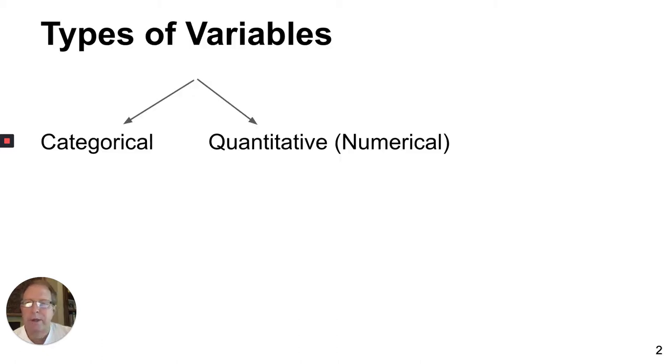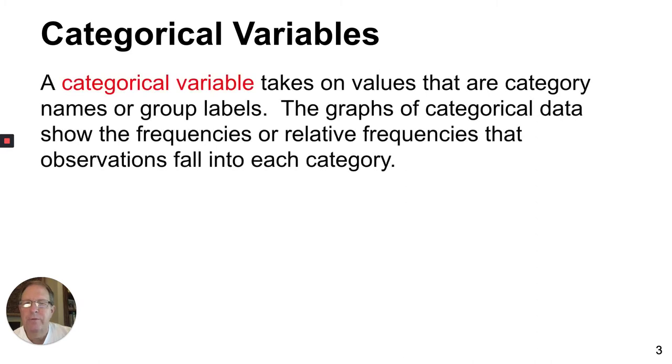I'm going to begin by distinguishing different types of variables. We will today talk about categorical variables and quantitative variables. Quantitative variables are subdivided into discrete and continuous. A categorical variable takes on values that are category names or group labels. The graphs of categorical data show the frequencies or relative frequencies that observations fall into each category.